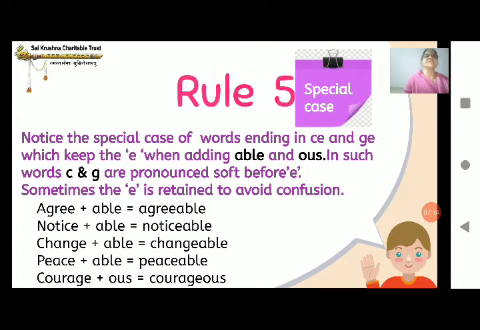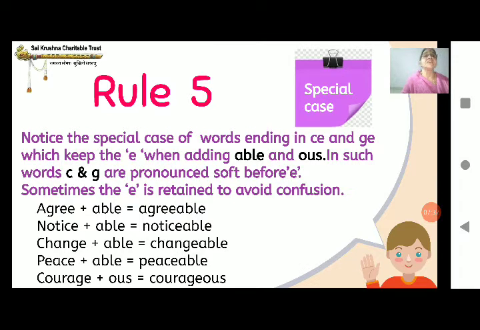Now look at this. The heading says special case, and this is rule number 5. Notice the special case of words ending in CE and GE, which keep the E when adding able and ous, A-B-L-E and O-U-S. In such words, C and G are pronounced soft before E. Sometimes the E is retained to avoid confusion.